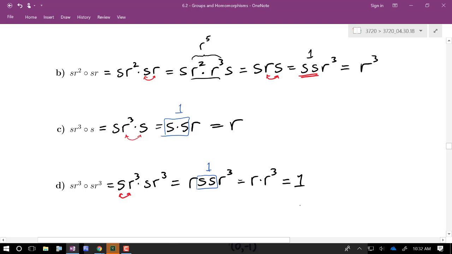So one of the things we could observe here, we found SR cubed times SR cubed. It looks like the inverse of SR cubed is in fact SR cubed. It is its own inverse, because when I compose it with itself, I get the identity.